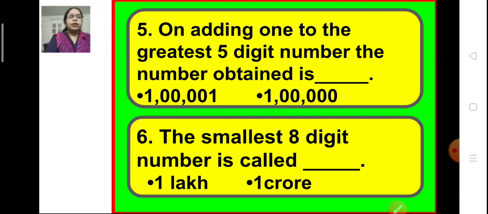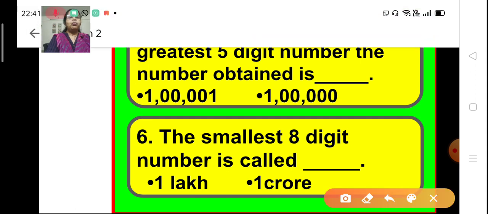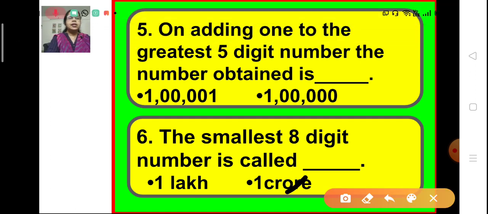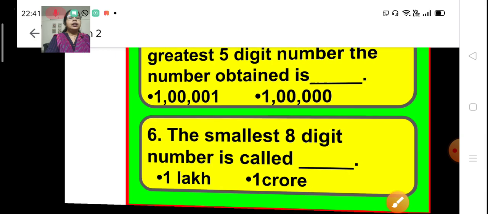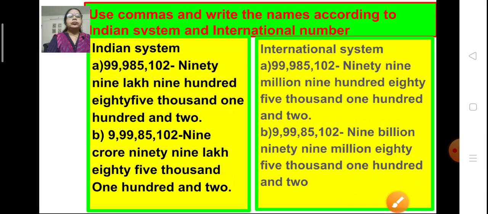Then the sixth one, the smallest 8-digit number is called dash. Is it 1 lakh or 1 crore? We all know that the smallest 8-digit number will be 1 crore, isn't it? Now let's move on to the next one.